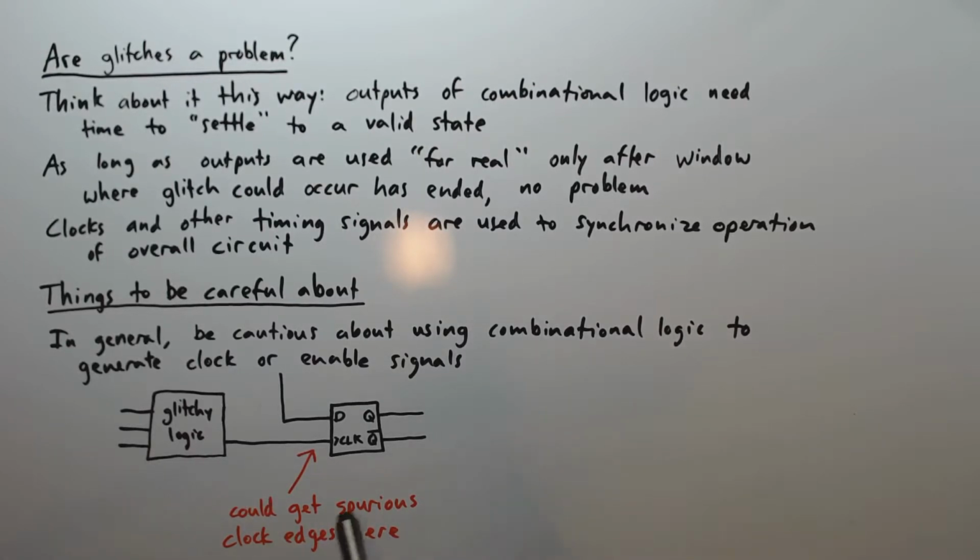So for example, here's a type of situation you would definitely want to avoid, where you have some glitchy combinational logic generating a clock input for a D-type flip-flop. And basically, if you get spurious transitions caused by glitches, that may actually cause the flip-flop to change state at inappropriate times. So in general, this is one place where a glitch really could bite you.